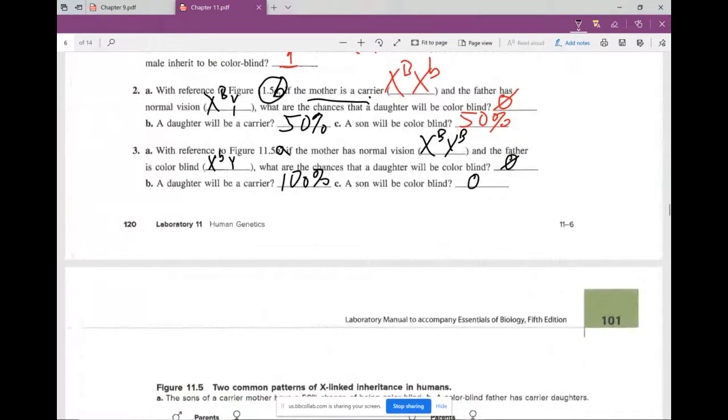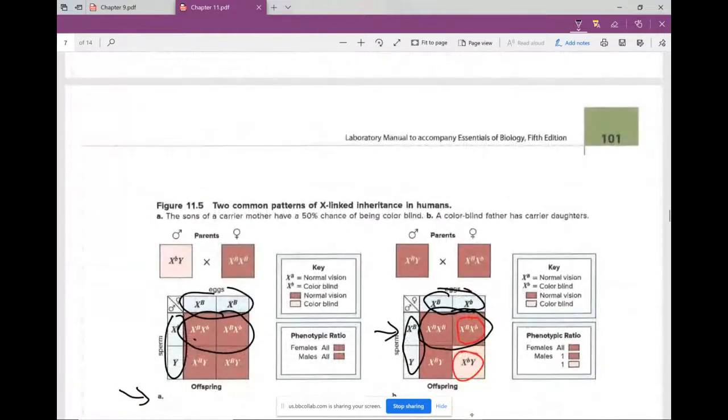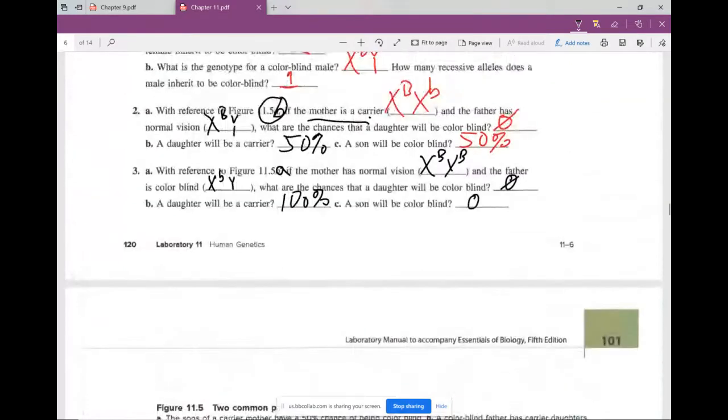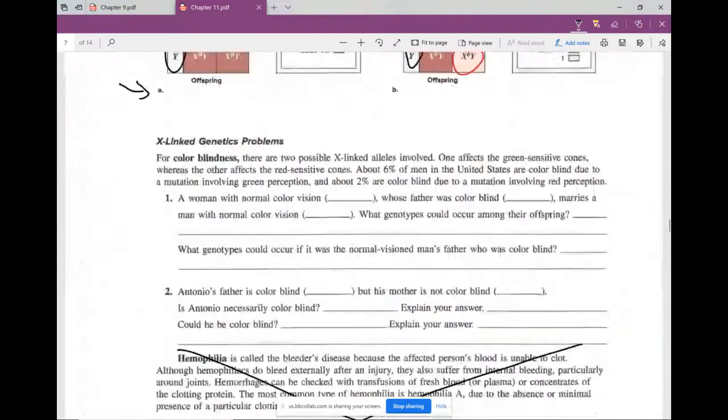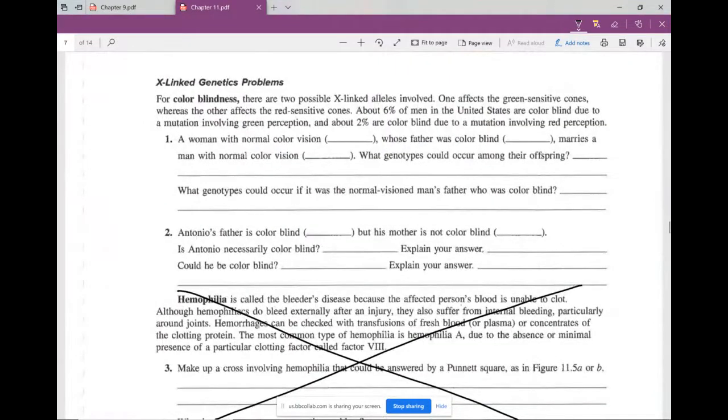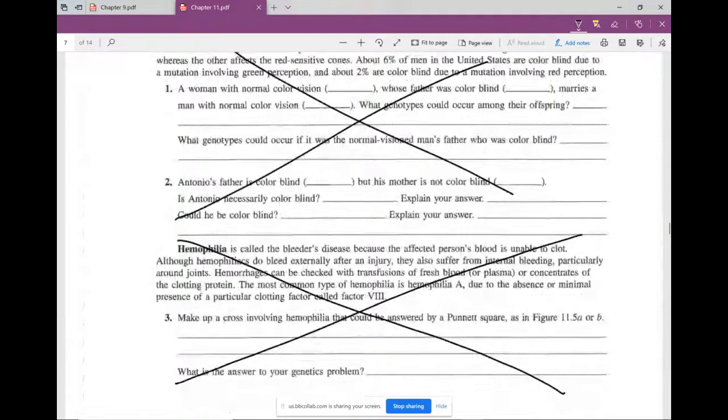What are the chances that a son will be colorblind? 0, because it's the father that is the colorblind one, and fathers don't pass on their X chromosomes to their sons. Okay, this is just a repetition of the same thing. We don't have to do that again.